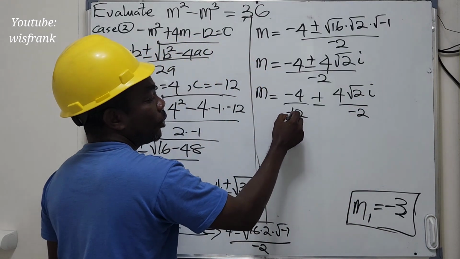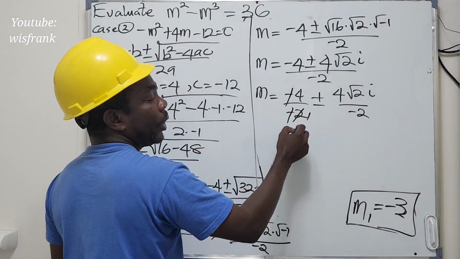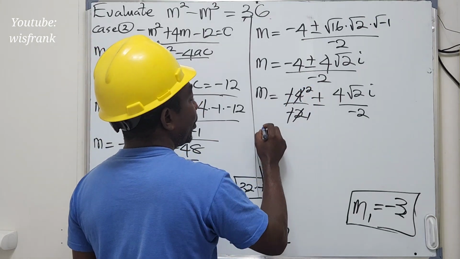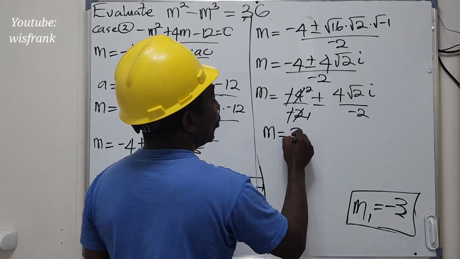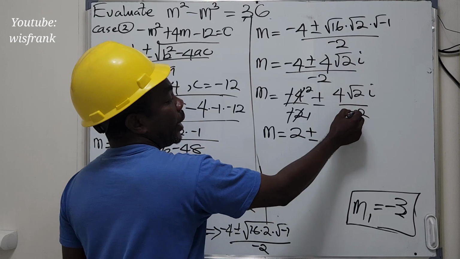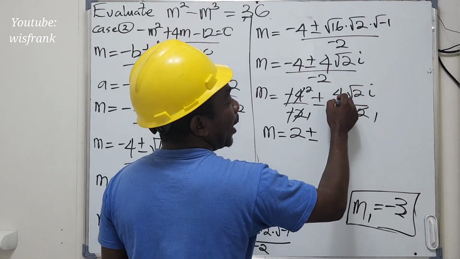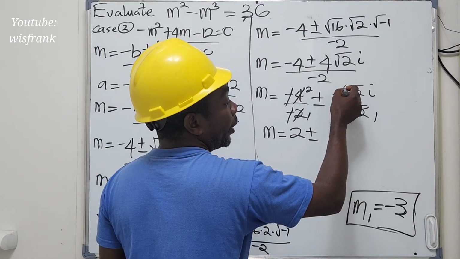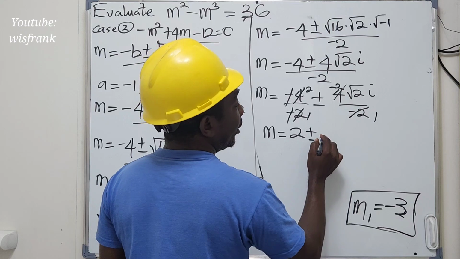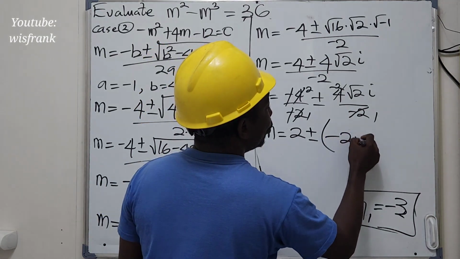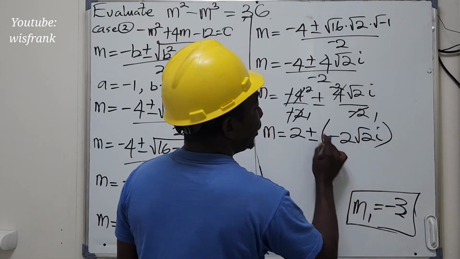In this case, minus will cancel here and 2 cancel here, 1 and 2 cancel here. So we have our value of m equals 2 plus or minus, here minus 1, 2 will cancel here and we will cancel 4 here. We have here minus 2, so we have here minus 2 root 2 i. This is what we have.